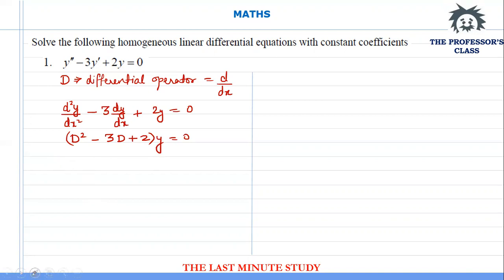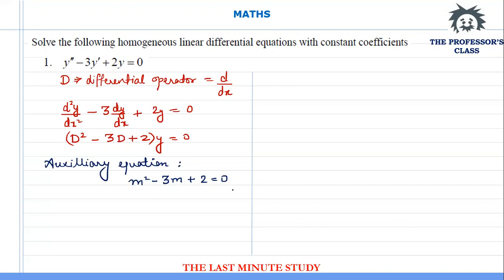Now from this, I can obtain the auxiliary equation in terms of the coefficient m, which is given as m square minus 3m plus 2 is equal to 0. So basically, in place of capital D, I have written m square minus 3m plus 2.